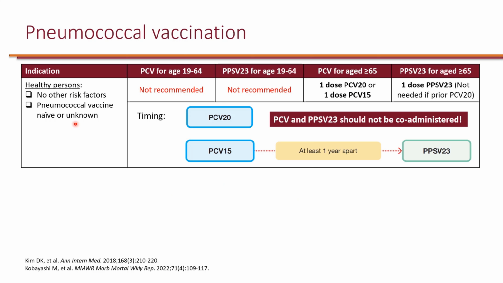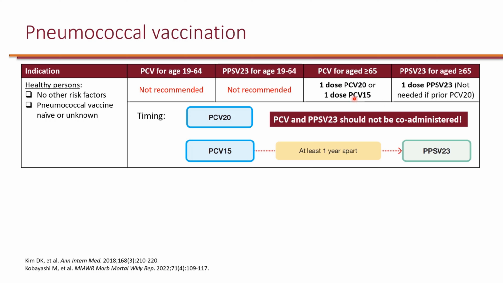So for those who are pneumococcal vaccine naive and are healthy with no risk factors, essentially prior to age 65, it's not recommended for them to receive pneumococcal vaccine because they are not at risk of being exposed to Streptococcus pneumoniae and developing severe disease. However, once individuals turn 65, they are at risk of developing pneumonia and meningitis and other infections due to Streptococcus pneumoniae. So it is recommended for people age 65 to receive 1 dose of PCV20, or if they want, they can get 1 dose of PCV15 instead.